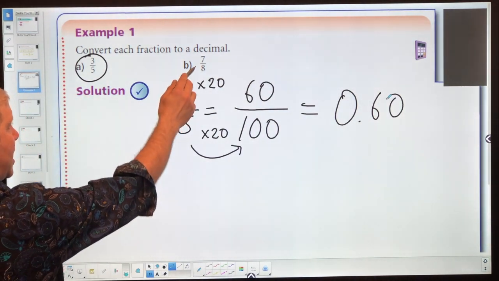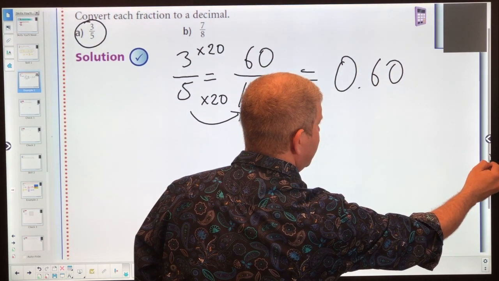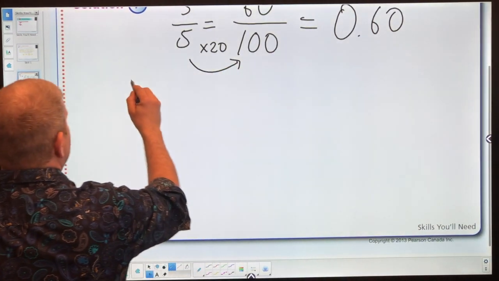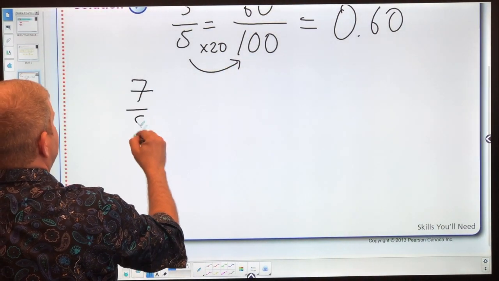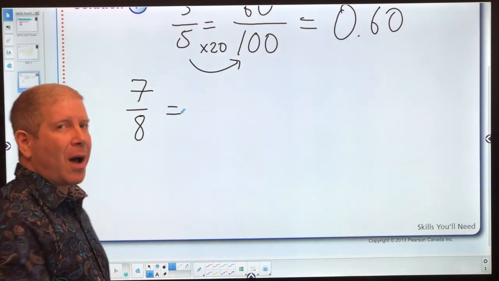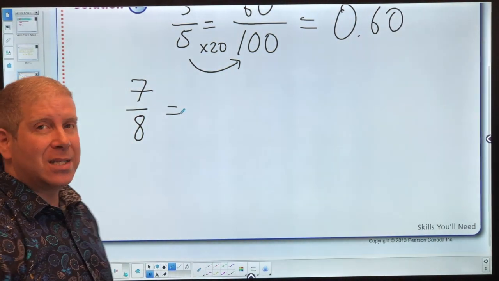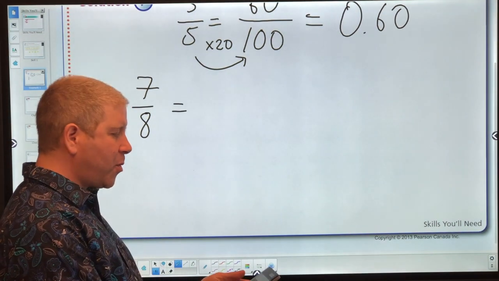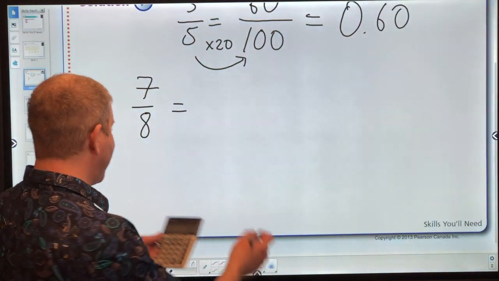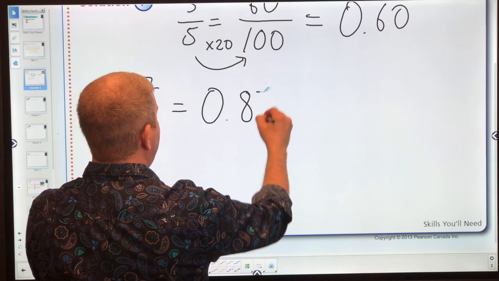Now let's look at the next question, 7 over 8. Going to scroll down just a little bit. 7 over 8. The first thing we want to do is see if we can easily multiply a number by 8 to turn it into 100. And since we can't, we're going to need to take our calculator. So I'm going to do 7 divided by 8 on my calculator, and I get an answer of 0.875.